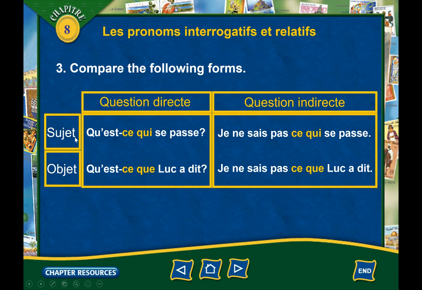All right, and just remember, the subject is qu'est-ce qui, the object is qu'est-ce que, and ce qui and ce que work just like qu'est-ce qui and qu'est-ce que, and they all work just like the relative pronouns qui and que that we've done before.